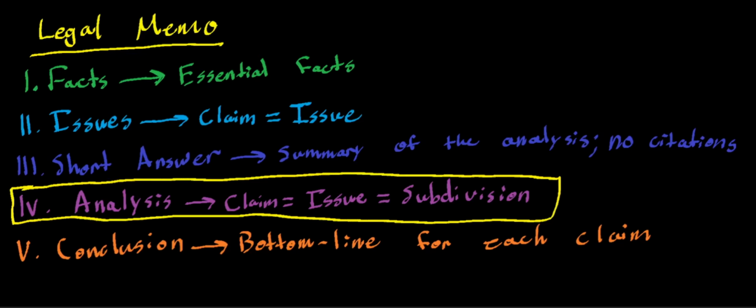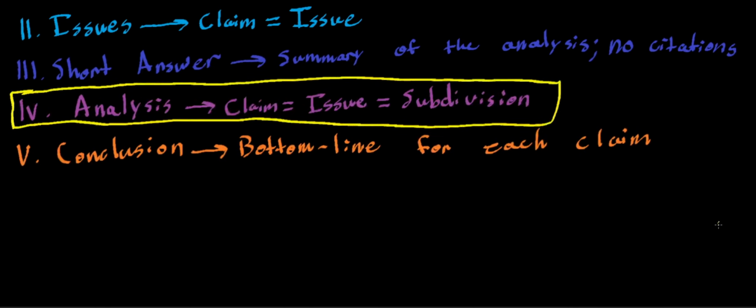So in the last video, we talked about the basic structure of the legal memorandum, and we noted that there are traditionally five sections: your statement of facts, statement of issues, a short answer, an analysis, and then a conclusion. And at that time, I told you that the most important section was the analysis section. And in this video, we're going to be talking about how to write a good analysis section in a legal memorandum. So, let's talk about the analysis section.